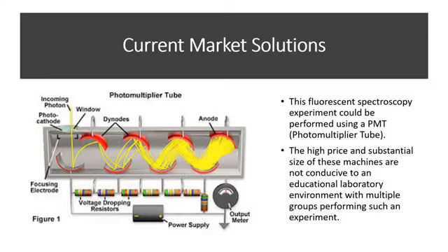Well, you may be asking, how do we measure these nanosecond and picosecond fluorescent lifetimes usually then? Well, there are current market solutions that could perform this fluorescent spectroscopy experiment. The machine is called a PMT, which stands for photomultiplier tube. Unfortunately, the PMT has a very high price, which can range well above $2,000, and it has a very substantially large size, which is not very conducive to an educational laboratory environment.